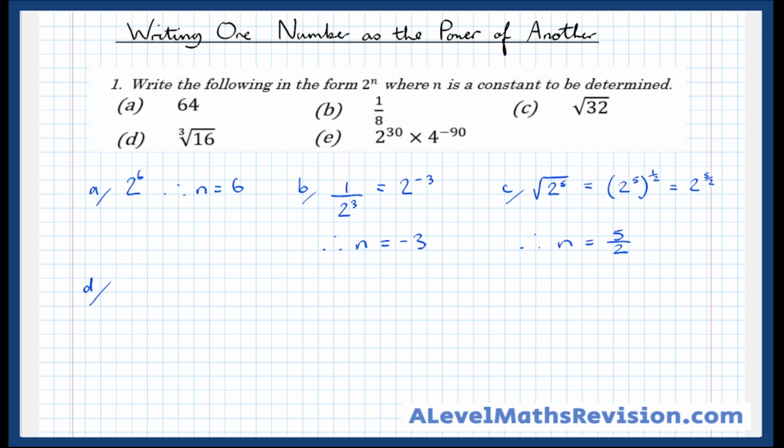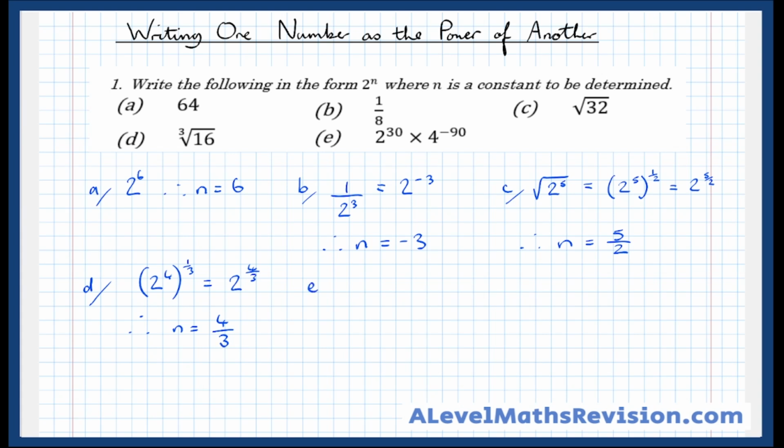So part D, if you want to pause this, have a go at it. But I'll get on with explaining it now. So 16, I know, is equal to 2 to the power of 4. And the cube root of a number is power 1/3, and we know the rule is to multiply the powers together, becomes 2 to the 4/3. Therefore, in this case, n, the constant to be determined, is 4/3.